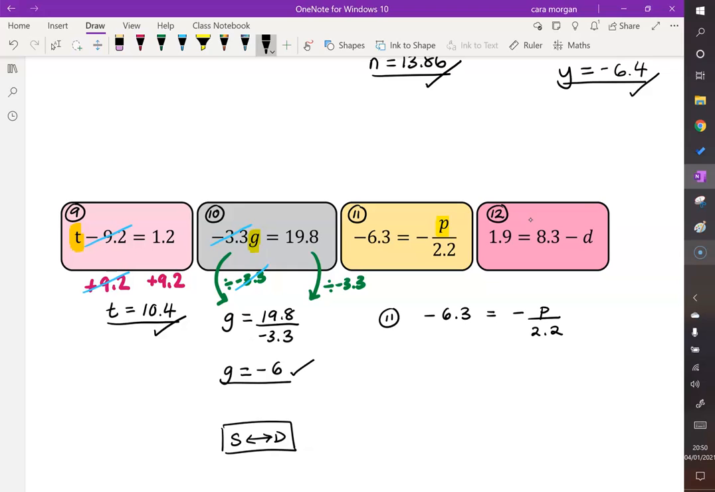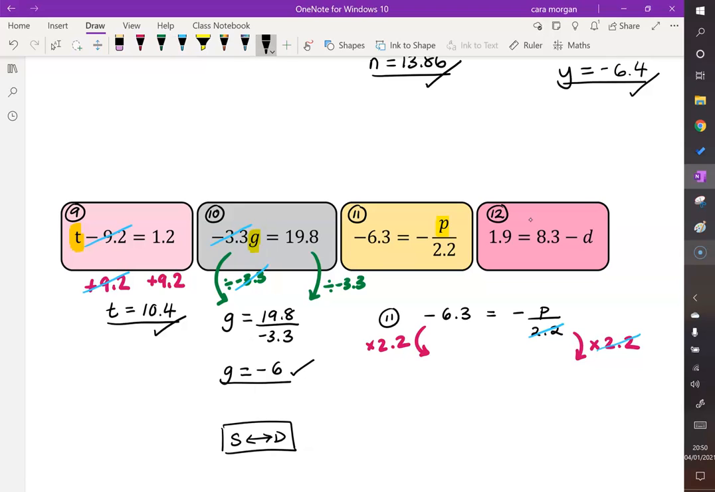For me, I don't like the fact that there's a fraction on the right hand side. And all that fraction means is the P is being divided by 2.2. So I think what I might do to both sides is multiply by 2.2 so that they cancel each other out. So the dividing by 2.2 and the multiplying by 2.2 cancel out.